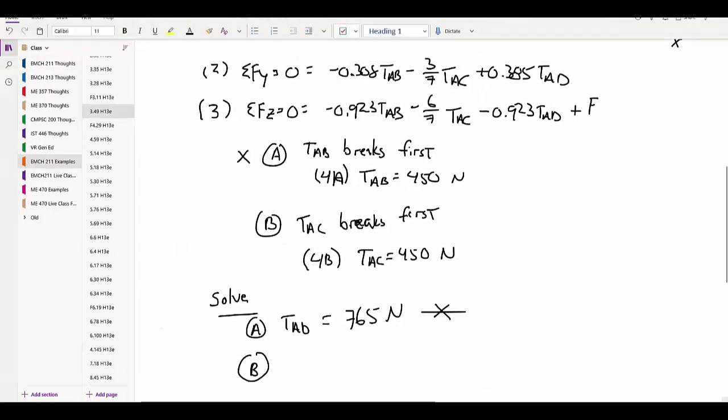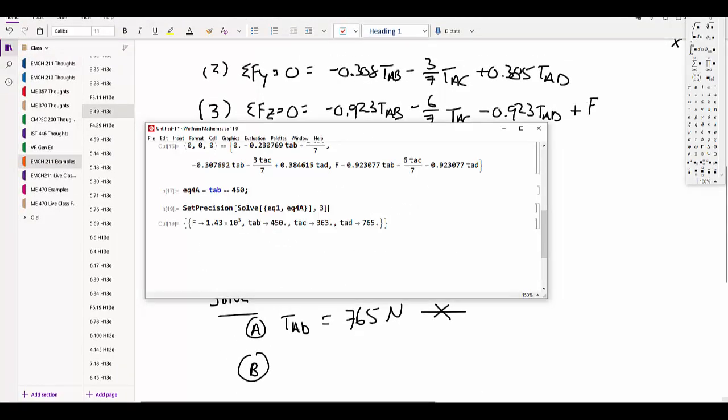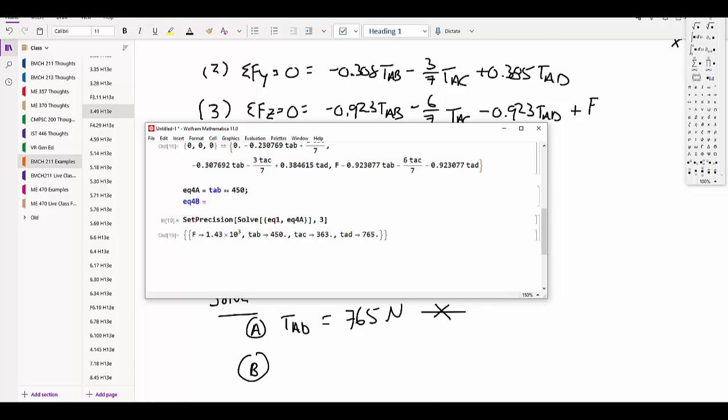All right, so I have to make a new equation here. I need an equation for B, and this is where I set TAC to the 450 newtons. So I can take this solution I just came up with here, and I can now solve for a different set of 4 equations.